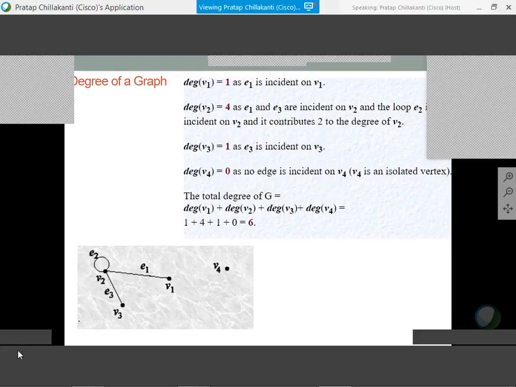See, they answered there. So degree of V1 is 1 incident. Degree of V2 is 4. Why is this 4? Because it has a self loop also, remember? That counts as 2, and then you have the E3 edge and E1 edge, that's 4. Degree of V3 is 1, degree of V4 is 0, and then the total degree, you sum up all of them. That is the definition of the degree of a graph. The answer is 6.